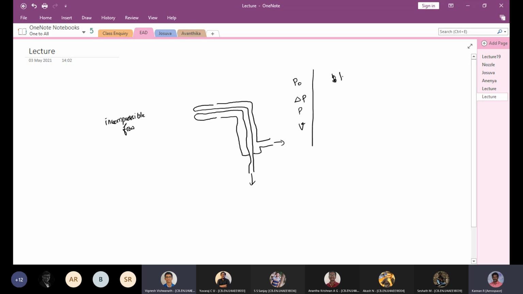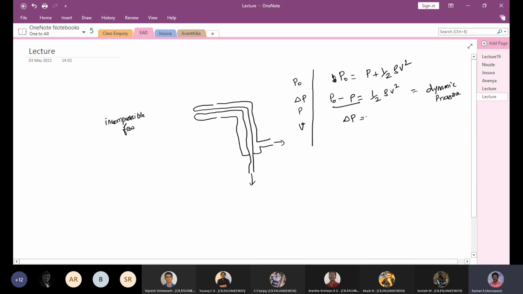Okay, sir. So we know that P naught is equal to P plus half rho V square. If you take P naught minus P, that is half rho V square, which is nothing but your dynamic pressure. This P naught minus P we take as delta P, and that is related to the manometric height, rho g delta H, where the liquid is a manometric liquid, for example water.